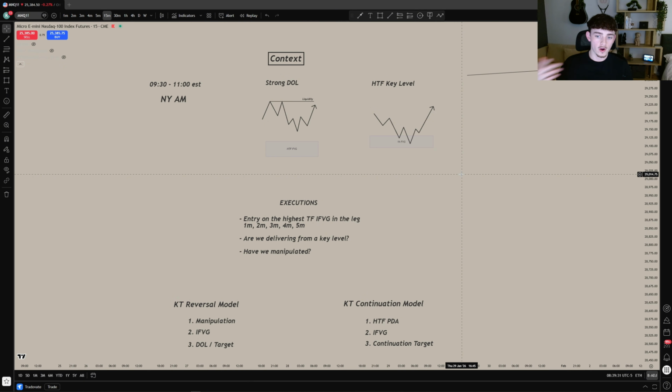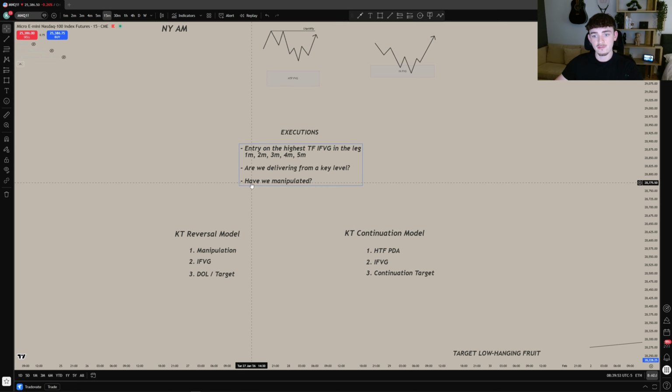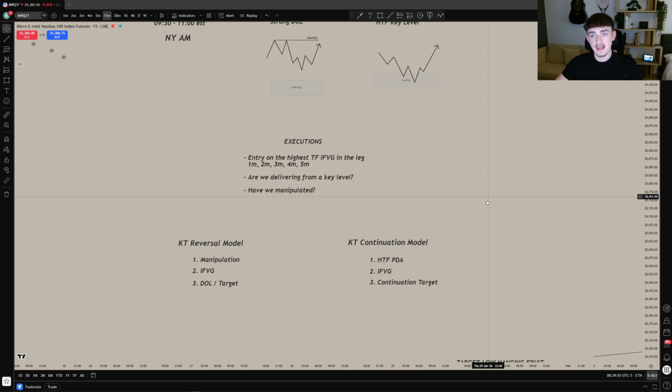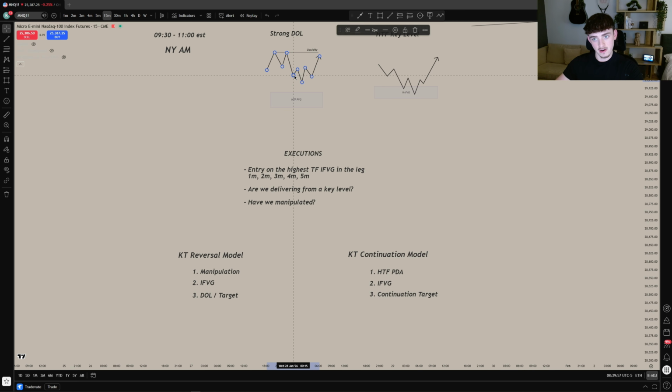4 hour. But when I say key level, higher time frame key level, what I mean by that is higher time frame fair value gaps, okay? Or even draws on liquidity. Something like a session high maybe, paired with a key level, paired with a 1 hour fair value gap, or a 4 hour, or even a daily. So it's those higher time frame fair value gaps which are your key levels. And then we need to think, have we manipulated? Now the manipulation is obviously the sweep of liquidity, right? So that is all you need to know on that.